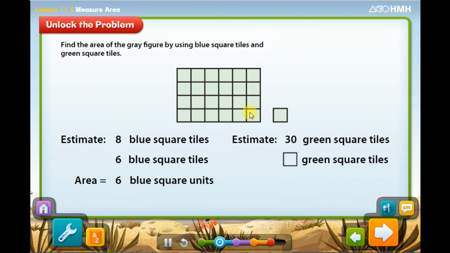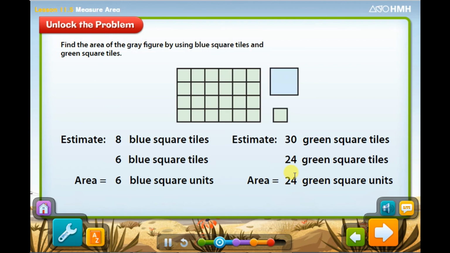How many green square tiles cover the figure? Let's count. 1, 2, 3, 4, 5, 6, 7, 8, 9, 10, 11, 12, 13, 14, 15, 16, 17, 18, 19, 20, 21, 22, 23, 24. So it is 24. 24 green square tiles cover the gray figure. What's the area of the gray figure in green square units? If there are 24 tiles in all, the area will be the same number, 24. The area is 24 green square units.